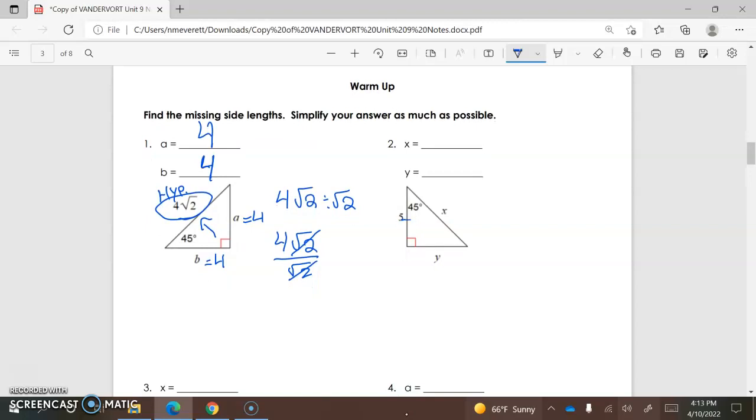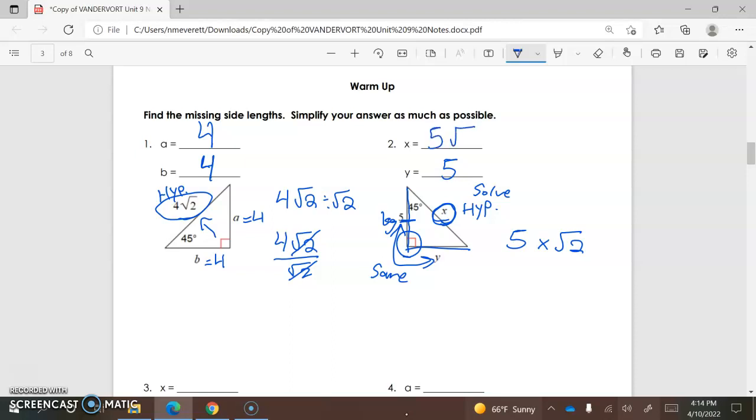Number 2 right here. This is 5. This is attached to this 90 degree angle right here, so 5 is one of my legs. So I need to solve for my hypotenuse and my other leg. But my other leg, these two are the same, so y is going to be equal to 5 as well. And again, if I'm solving for the hypotenuse, I'm going to do 5 times the square root of 2. The way you would just leave that is 5 square root of 2. Okay, so that is that.